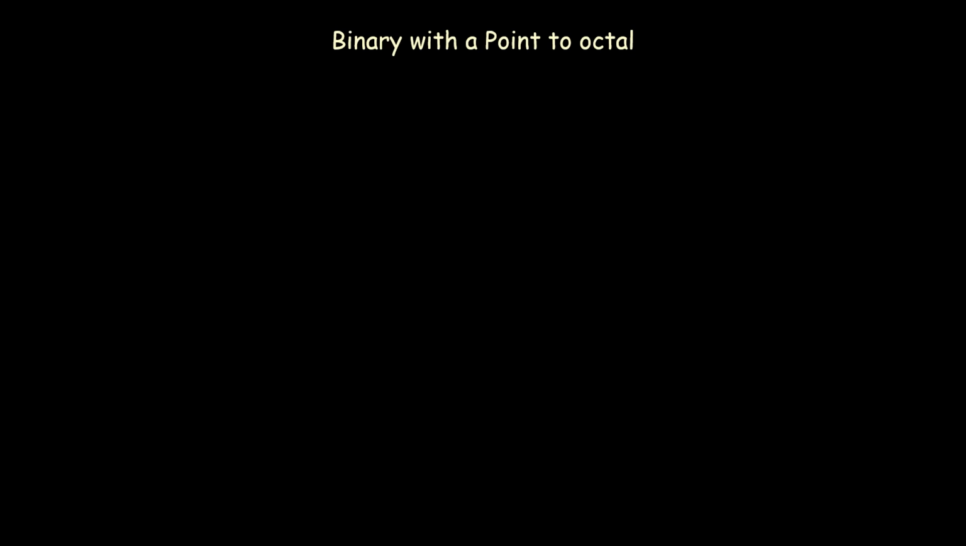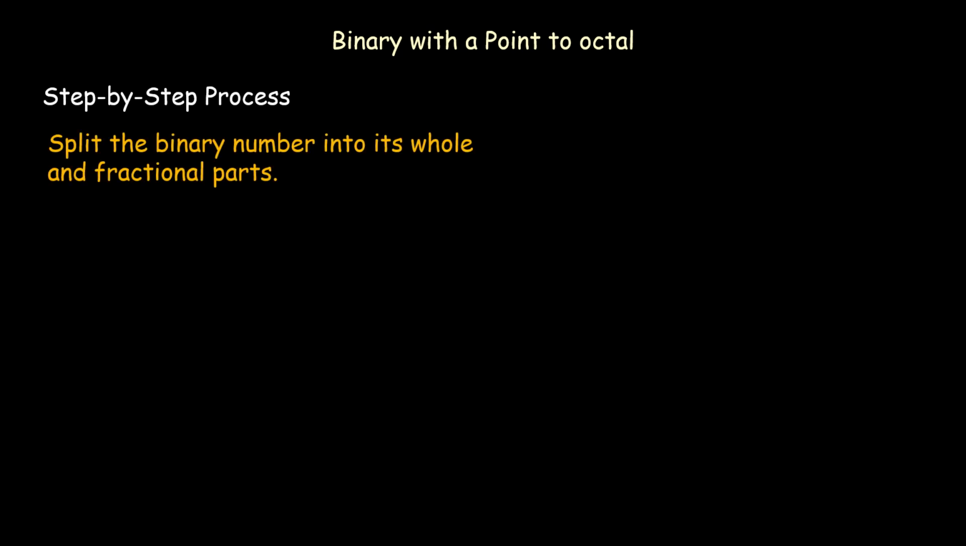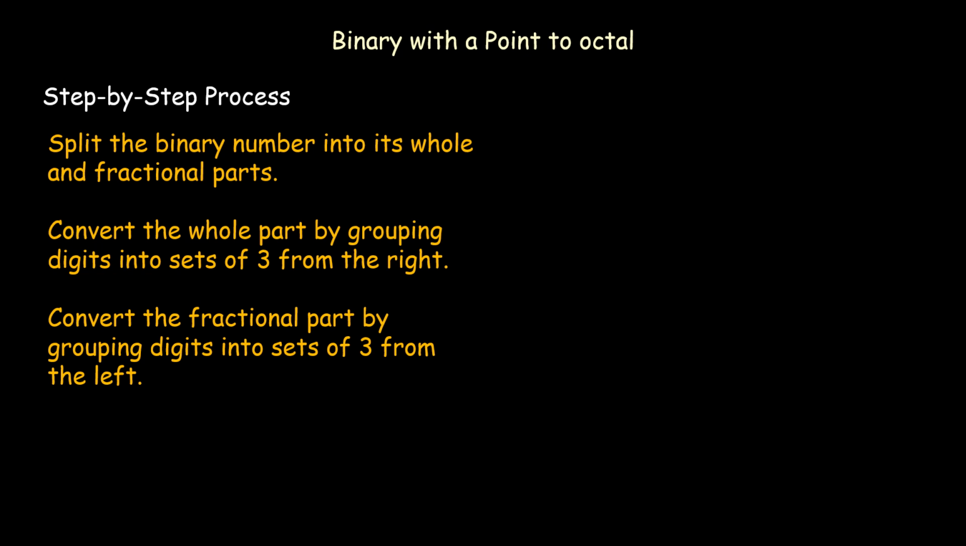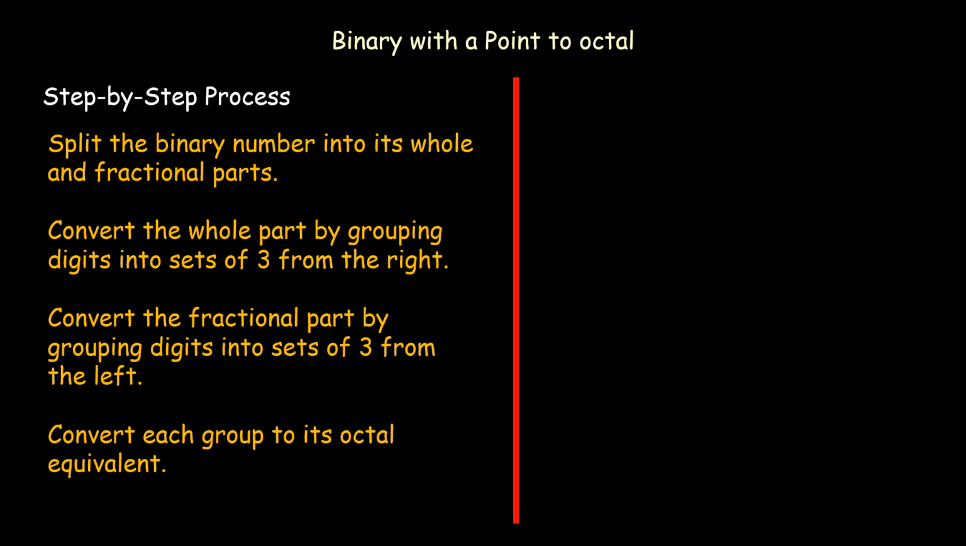Lastly, we are going to learn how to convert a binary number with a binary point to octal. These are the steps that you can follow. To convert a binary number with a binary point to octal, first split it into its whole and fractional parts. For the whole part, group the digits into sets of 3 from the right, adding leading zeros if needed. For the fractional part, group digits into sets of 3 from the left, adding trailing zeros as needed. And then convert each group to its octal equivalent. And now let us see an example.